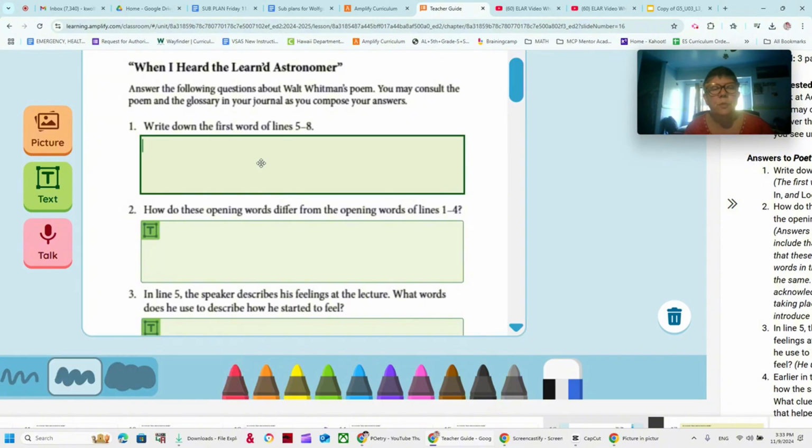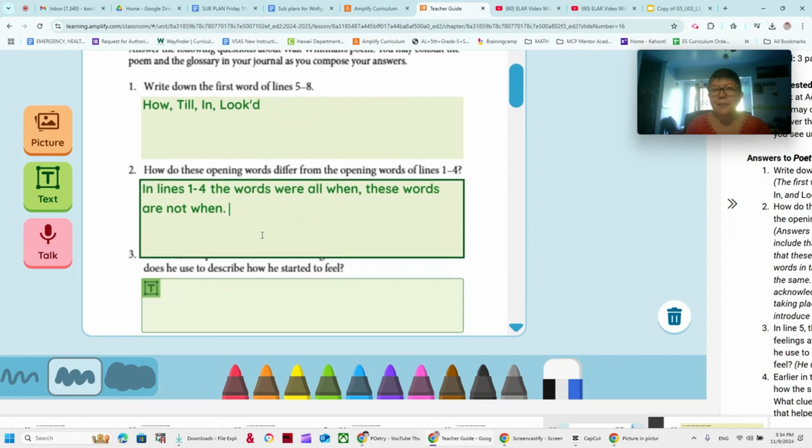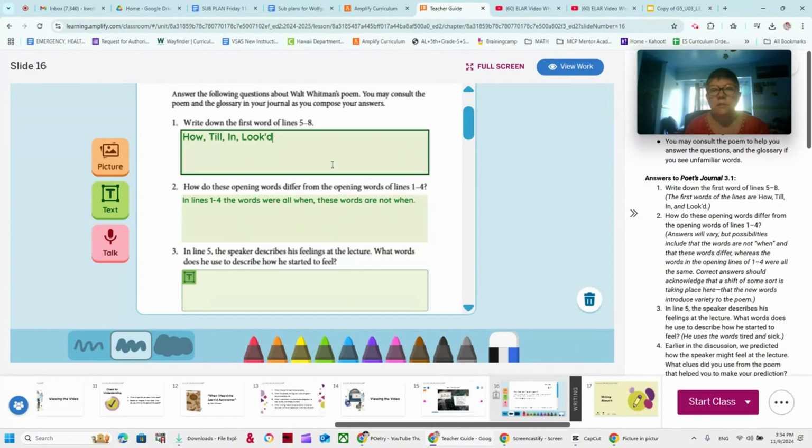All right, write down the first word of lines 5 through 8. How, till, in, looked. How do these opening words differ from the opening words of lines 1 through 4? Right? So in lines 1 to 4, the words were all "when." These words are not "when." Something like that? Okay. Check your work. If you didn't write that, then fix it up and make sure you have something like that written down.